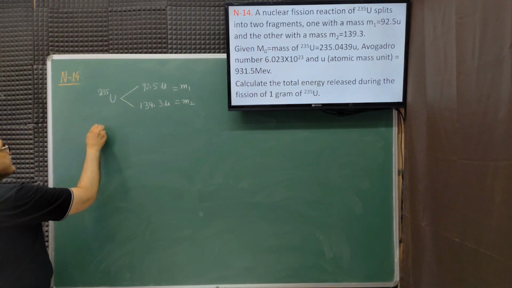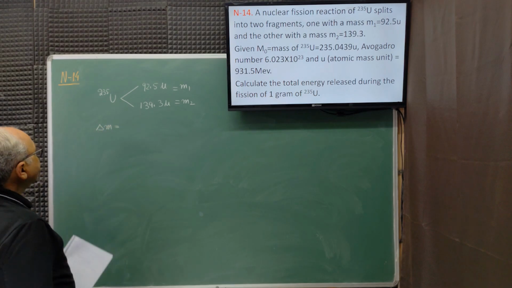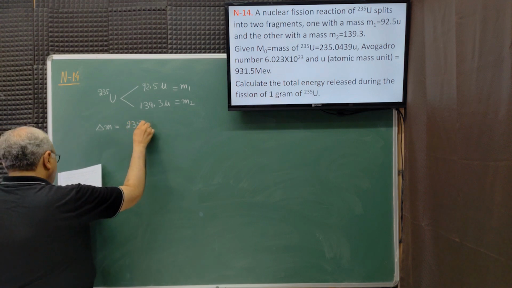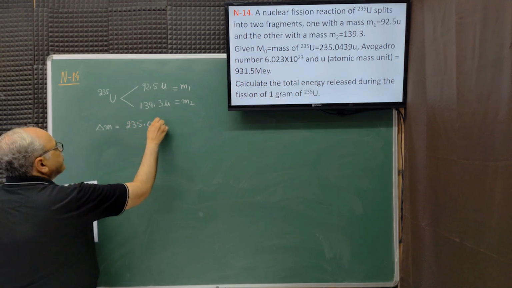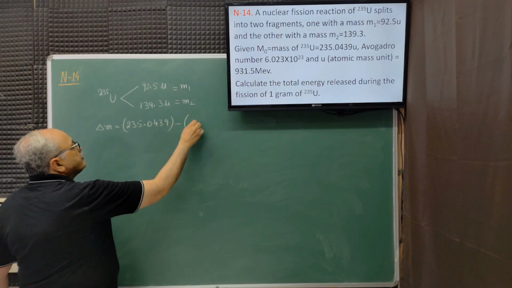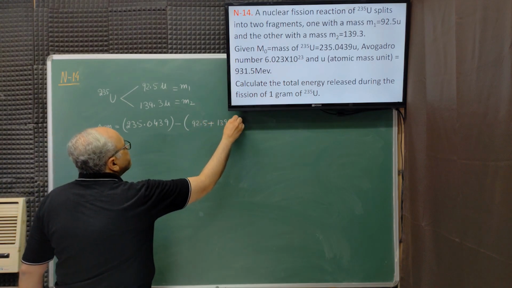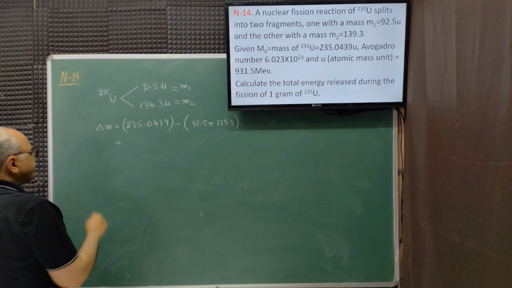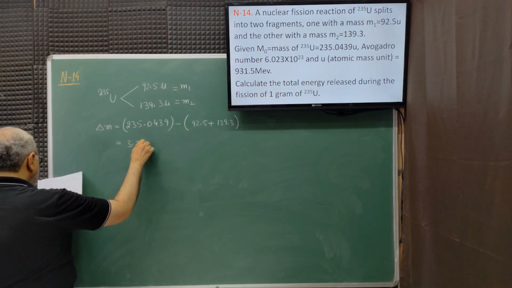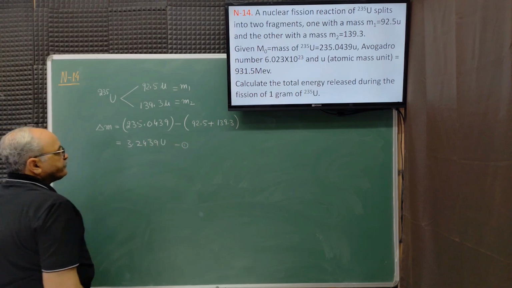So the mass defect is the difference. The mass of the uranium which has been given to you is 235.0439 minus (m1 plus m2), that is 92.5 plus 139.3 u. And if you do this, you will get this answer as 3.2439 u, which is equation number 1.